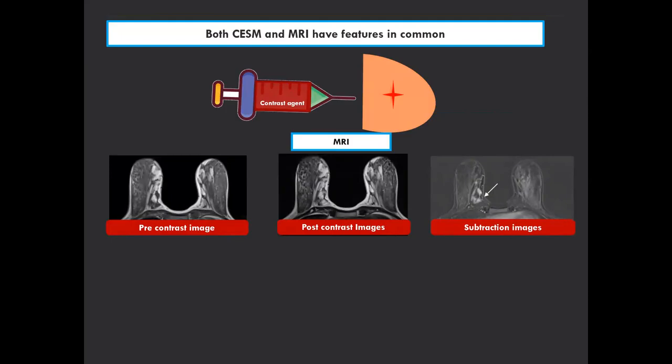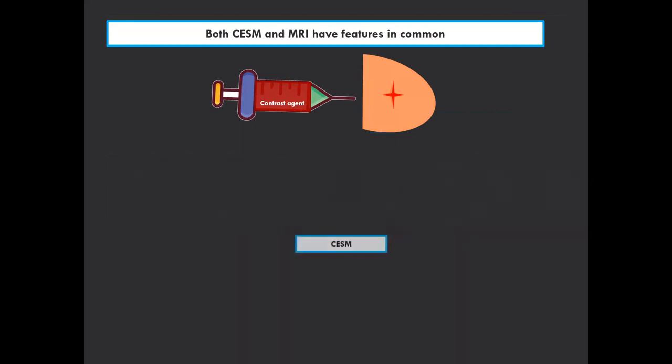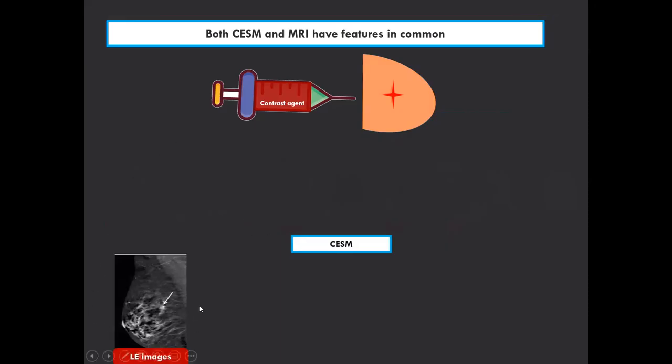In contrast mammography, it is the same, but what's different is that we do not take a pre- and a post-contrast image. Both images in contrast mammography are taken after injection of contrast. We take a series of low energy images, and this low energy image is exactly like the normal mammogram. This is one advantage of contrast mammography: we can still see the microcalcifications within the mammogram.